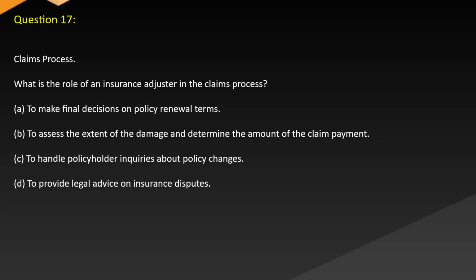Question 17. Claims process. What is the role of an insurance adjuster in the claims process? A. To make final decisions on policy renewal terms. B. To assess the extent of the damage and determine the amount of the claim payment. C. To handle policyholder inquiries about policy changes. D. To provide legal advice on insurance disputes.